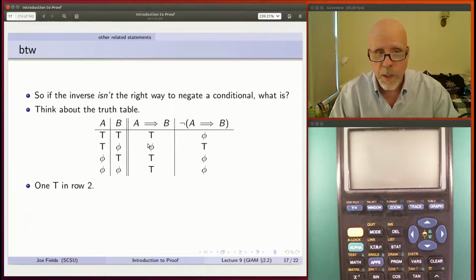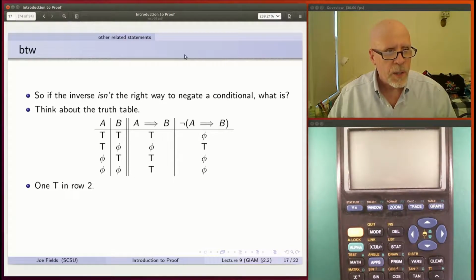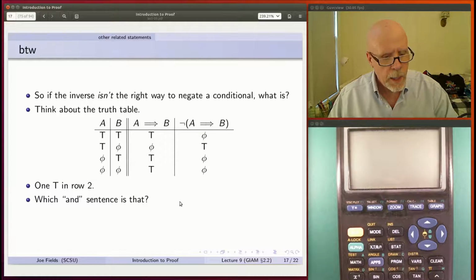There's one T in row 2, where at that moment we're supposed to be talking. One T in row 2. I think I can say this. To get an and statement to be true, I need the things on both sides to be true. But in this row 2, A is true, so that's fine, but B is not. All right. So I just need to put a not on the B part. That is, A and not B is the negation of the if-then A implies B. Which and sentence is that? It's A and not B.